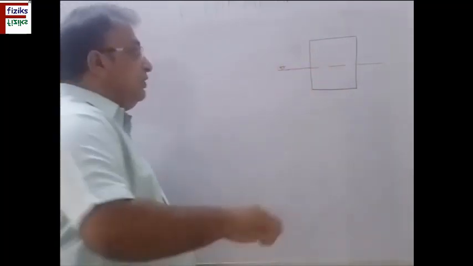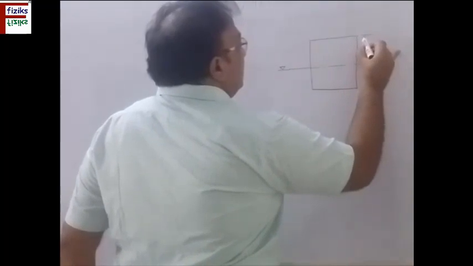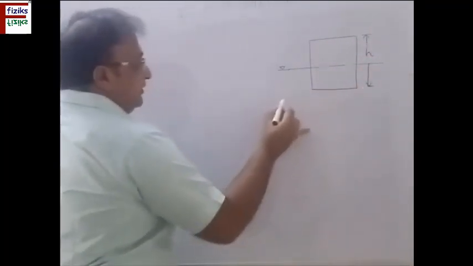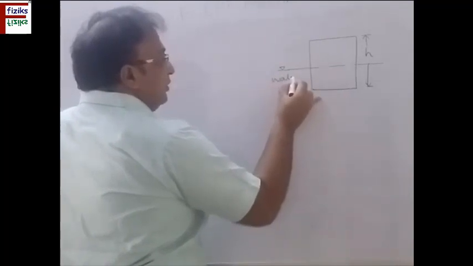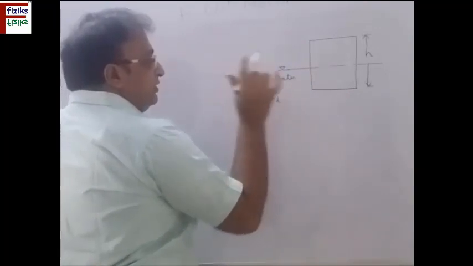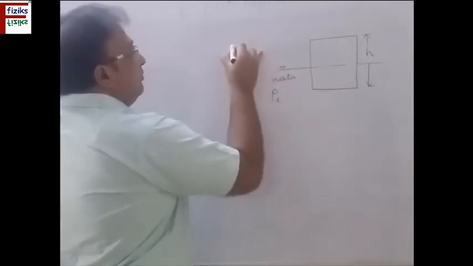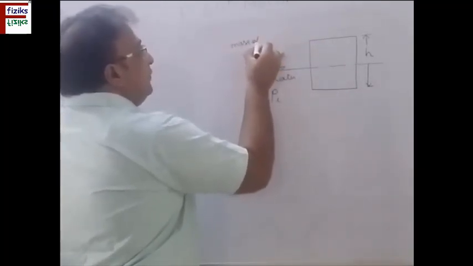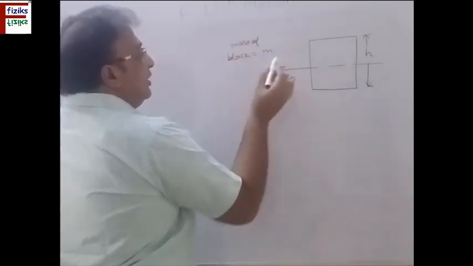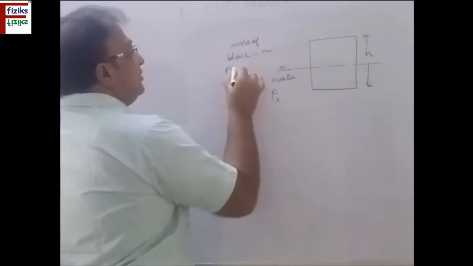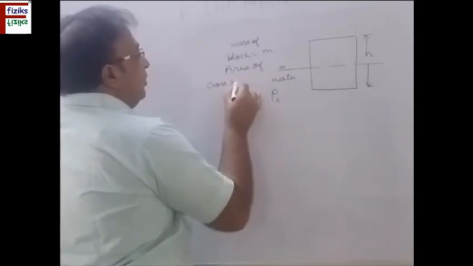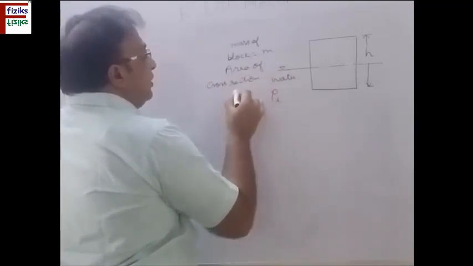Suppose this is water and the total height of the block is say h, and its area of cross section is A, submerged in water. The density of the liquid is rho L, or maybe any liquid, rho L is the density. So the mass of the block is M, and the area of cross section of the block is A.